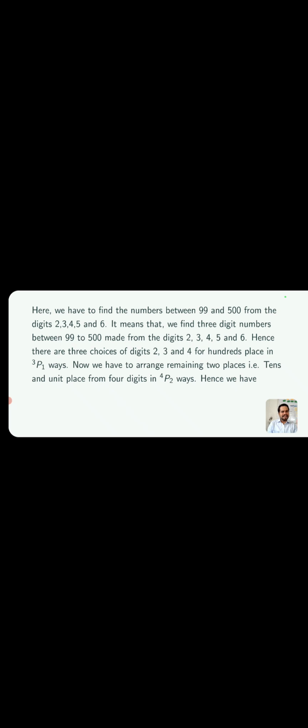It means we have to find the 3-digit numbers between 99 and 500 made from the digits 2 to 6. If you take the choice of 3 digits, 2, 3, 4, for the hundreds place, in how many ways can you take that? It is 3P1 ways. After that, we have to arrange the remaining 2 places, the tens place and the unit place. These you can take from 4 digits in 4P2 ways.